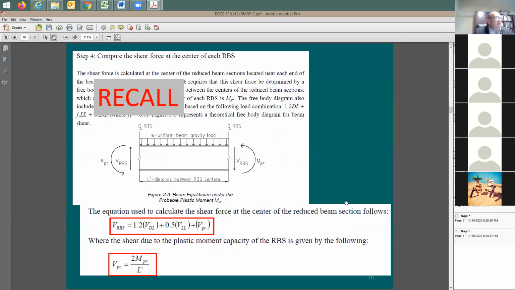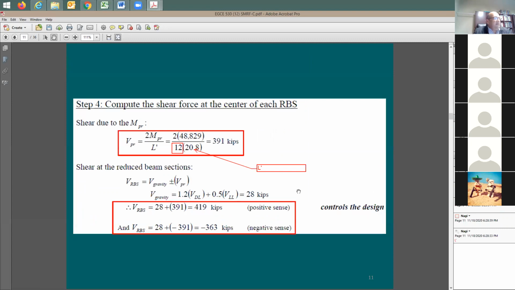Now I have the mechanism shear. After that, you need to find the shear at the RBS. How do you do this? The gravity was 28 kips. You take the gravity shear and add it to the mechanism shear, the 391 kips, and then you subtract it once. Now, which shear is going to control your design? The higher value. It's that simple. Now I have a maximum shear of 419 kips.